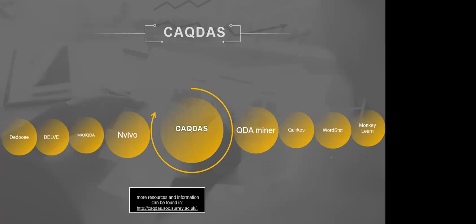And these were the most common ones. There's QDA Miner and Quirkos, there's WordStat and MonkeyLearn. So most of these data analysis software will have both quantitative and qualitative data analysis combined. But like Delve is purely qualitative data analysis.